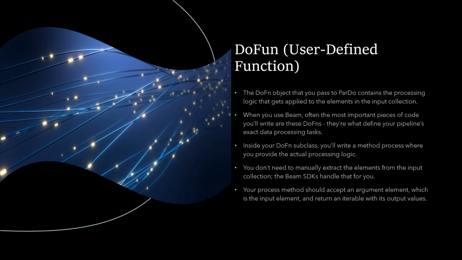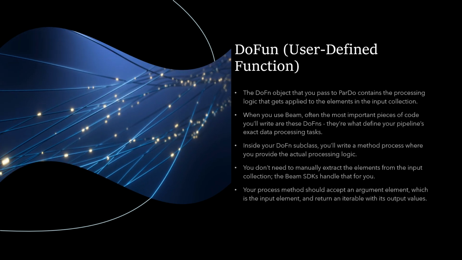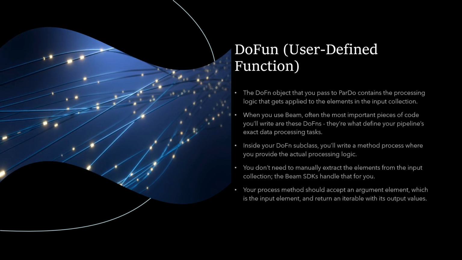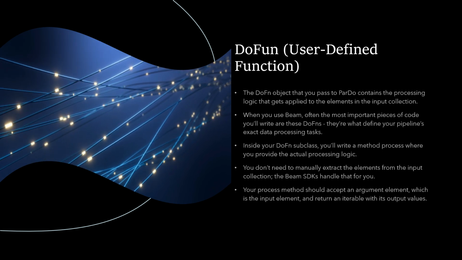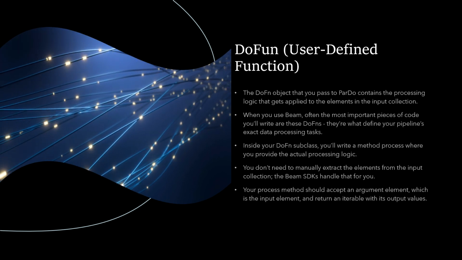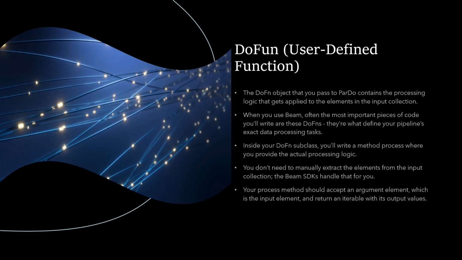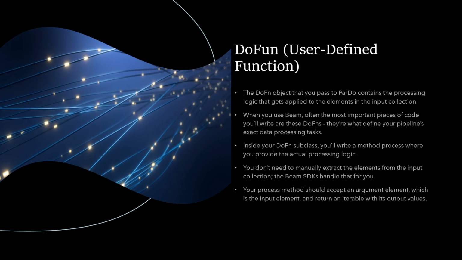The DoFn object that you pass to a ParDo contains the processing logic that gets applied to the elements in the input collection. When you use Beam, often the most important pieces of code that you'll write are these user-defined functions. They're what define the pipeline's exact data processing tasks.